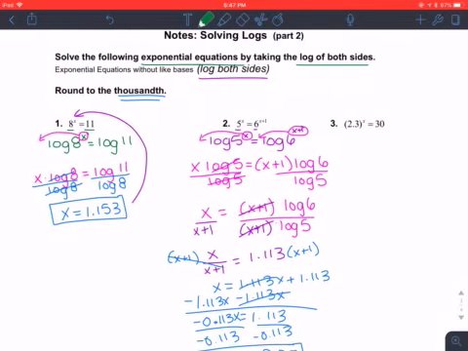I'm going to let you do 3 on your own. The key will be posted with number 3.